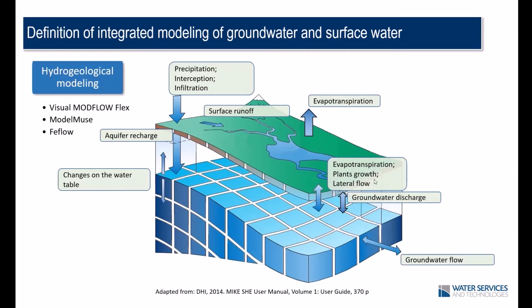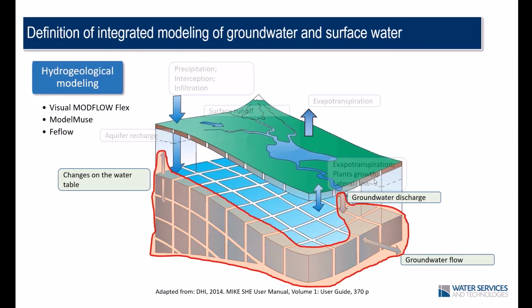If we want to study what happens underground, we have hydrogeological modeling. For example, we have MODFLOW, Visual MODFLOW, ModelMuse, and VFlow. Some models represent only what happens in the saturated zone, for example, MODFLOW. And other models represent also what happens in the unsaturated zone, for example, VFlow.